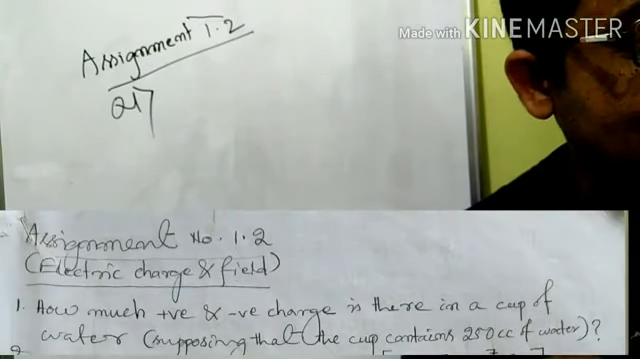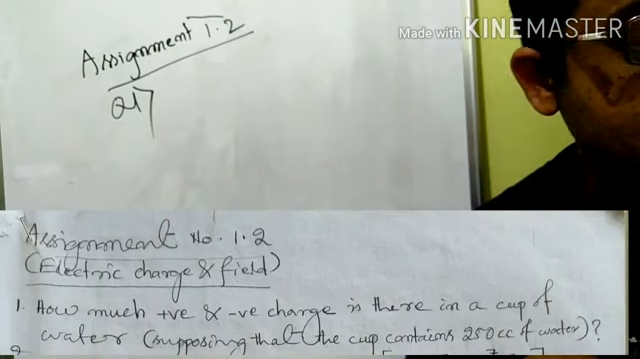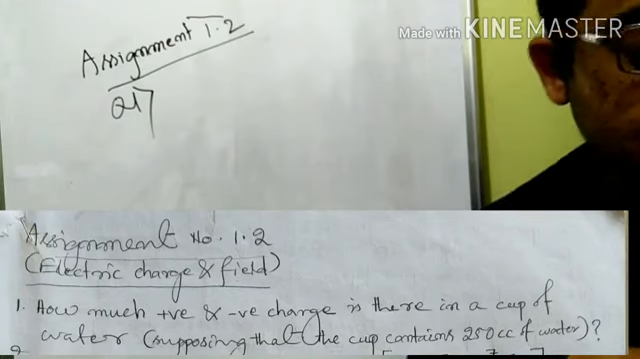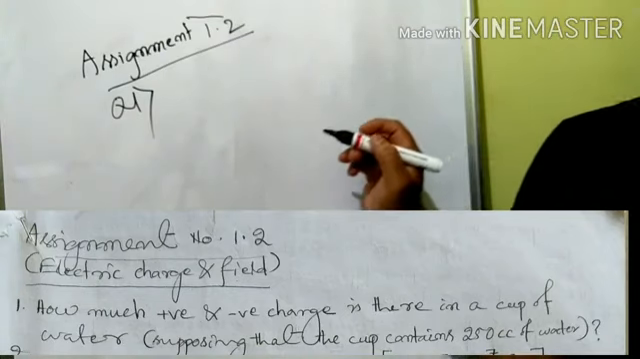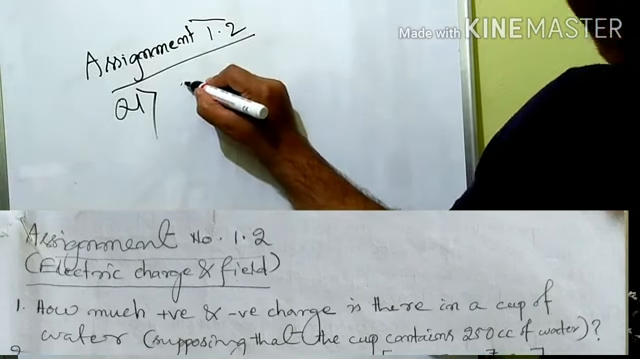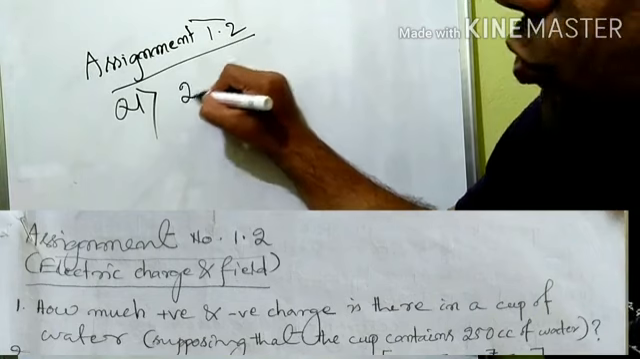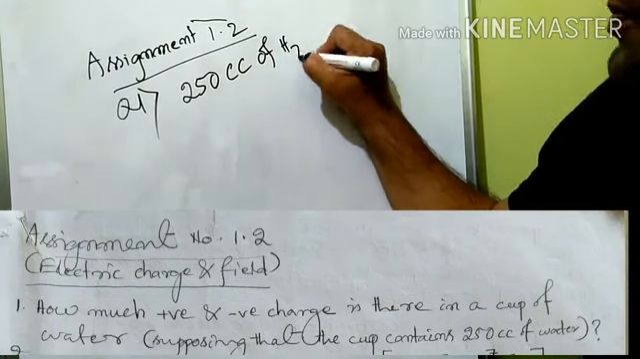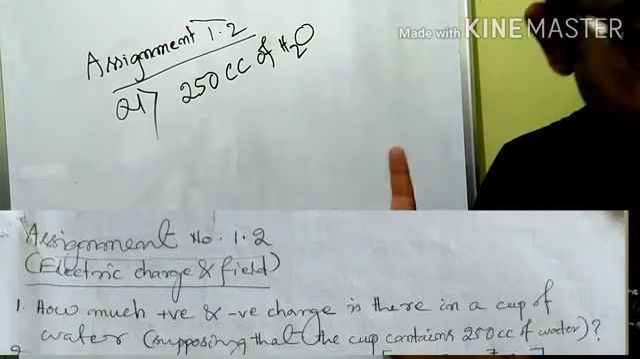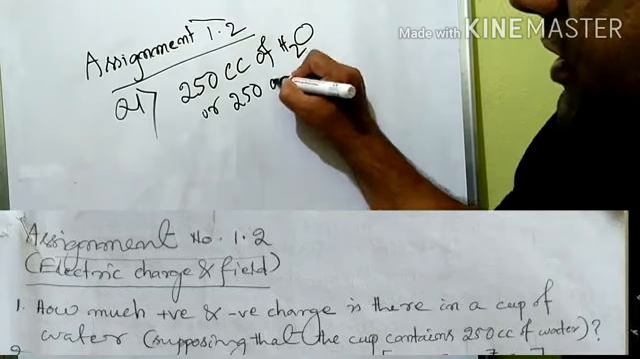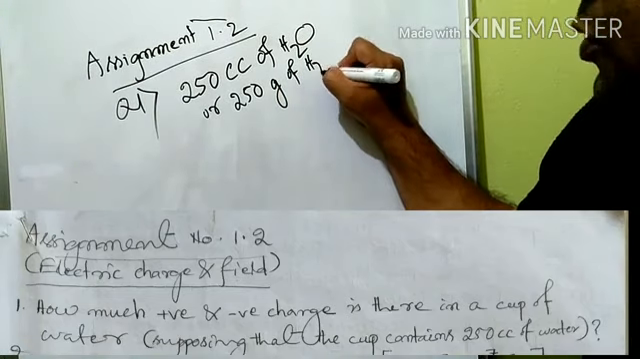What it is asking is how much positive and negative charge is there in a cup of water, supposing that the cup contains 250 cc of water. What is given in the question? 250 cc of water, right? And 1 cc is 1 gram, you know that, right? So, 250 gram of water.